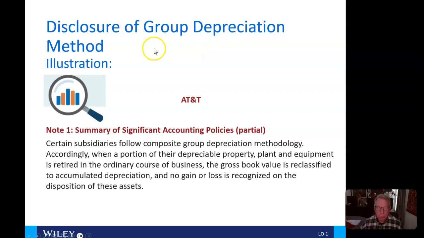How do we disclose group depreciation method? Here, AT&T shows us in Note 1, their summary of significant accounting policies, that certain subsidiaries follow the composite group depreciation methodology. Accordingly, when a portion of their depreciable property, plant, and equipment is retired in the ordinary course of business, the gross book value is reclassified to accumulated depreciation, and no gain or loss is recognized on the disposition of these assets.